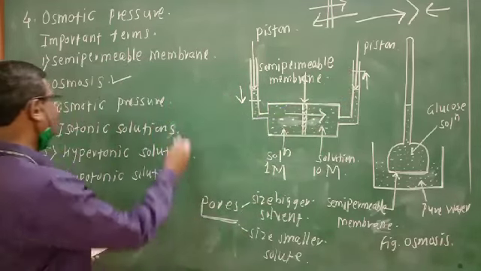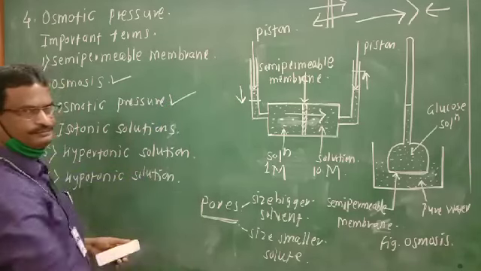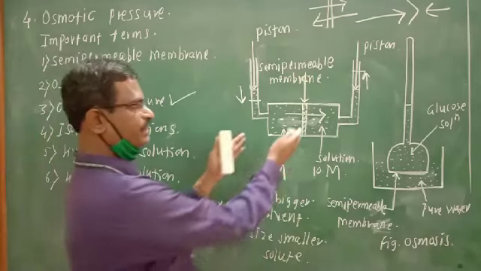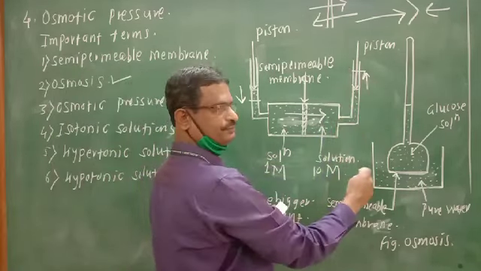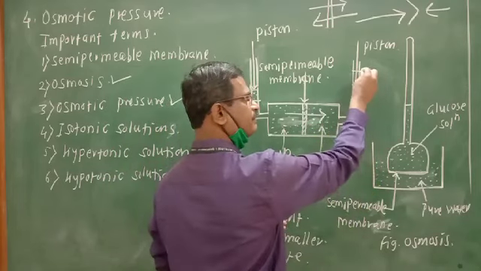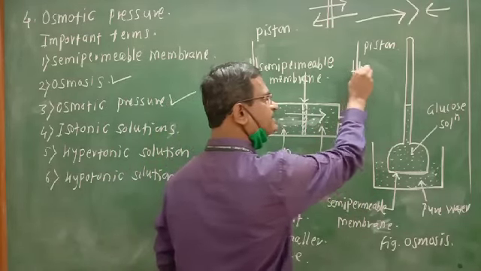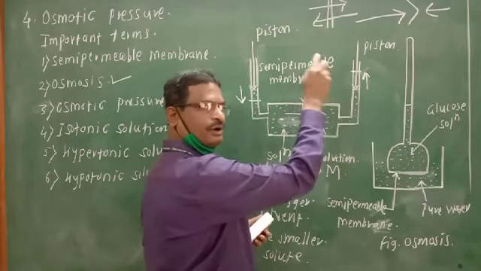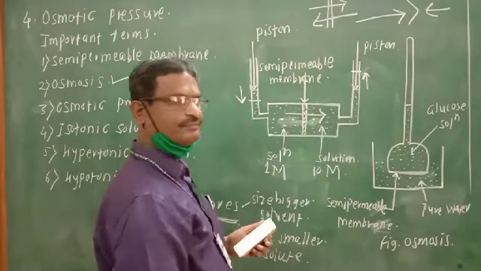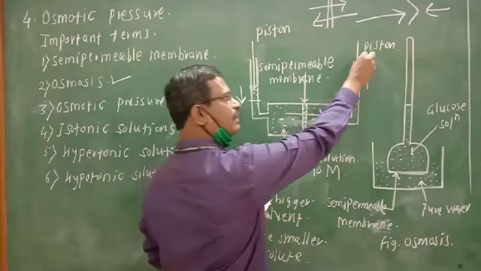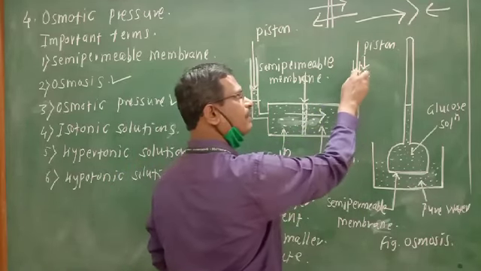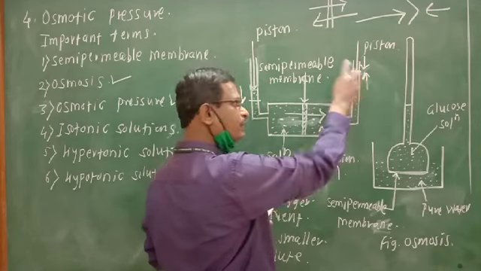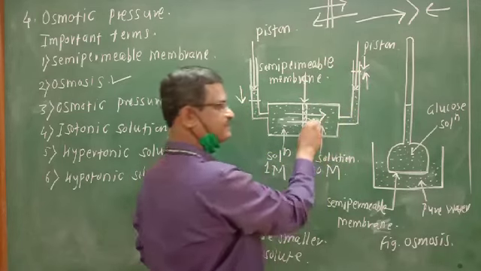Now, what is meant by osmotic pressure? Whenever this piston goes up, suppose it stops at this level. Why does it stop at this level? Because at that time a certain external pressure is developed on this side, which will stop this penetration.